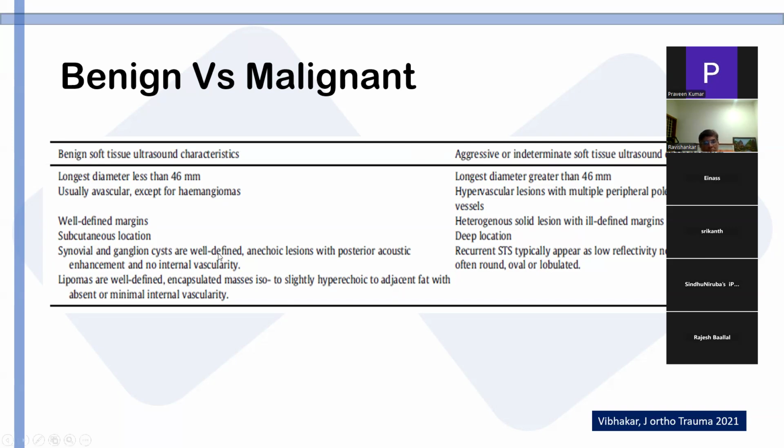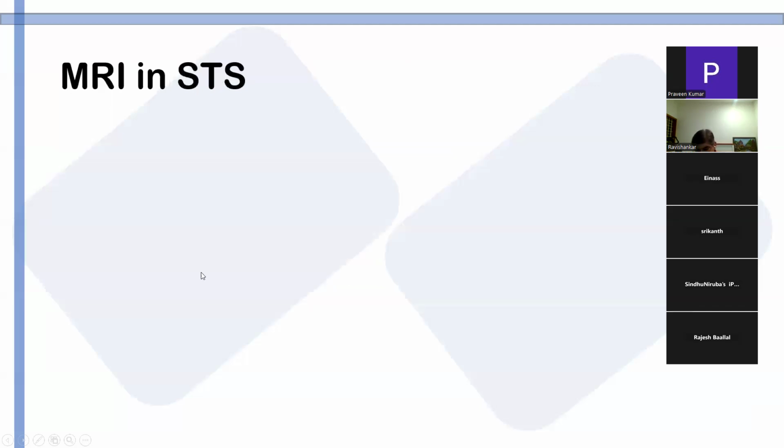If it is other than what is listed on this slide, then you must have your antenna going up, as I keep saying, and say that it could be malignant, okay? So what would MRI say, or what information would it give, which an ultrasound does not give?